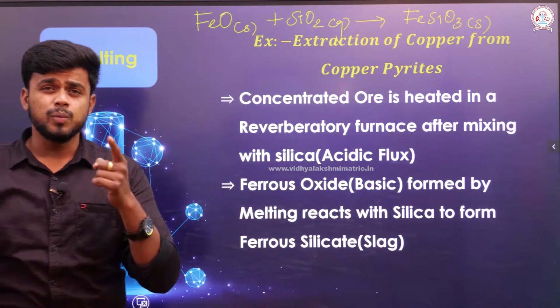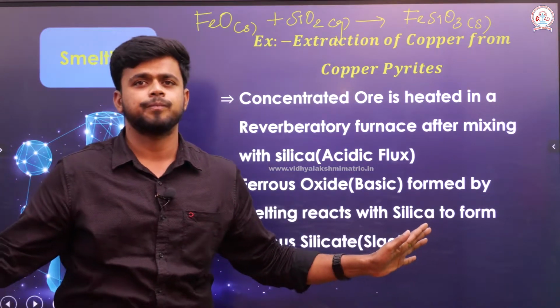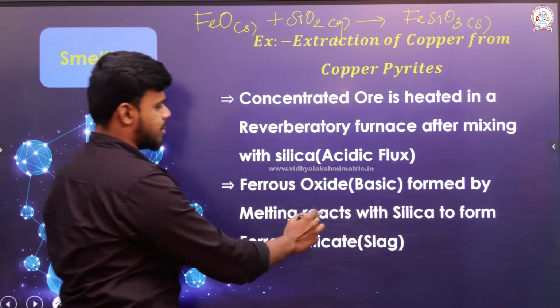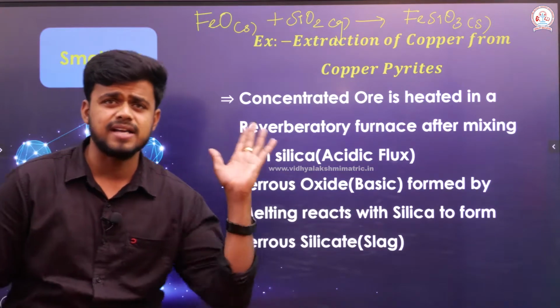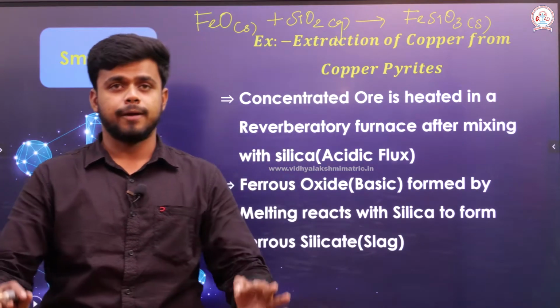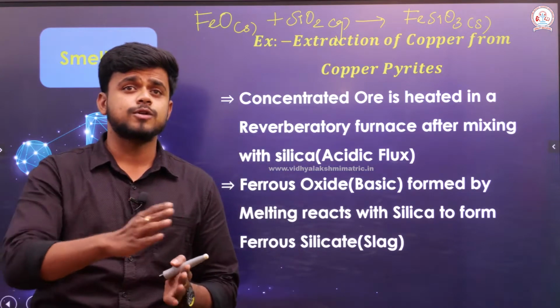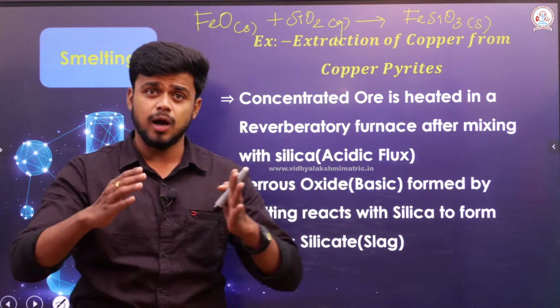So the iron which is existing in the form of an oxide is completely removed right now. That is what is mentioned here. The ferrous oxide formed by the melting reacts with the silicate to form ferrous silicate and it is completely removed as slag. Okay.